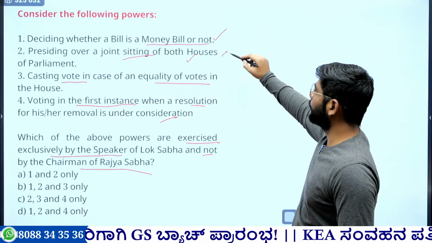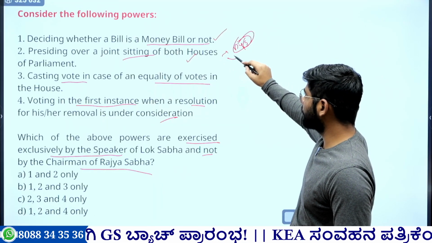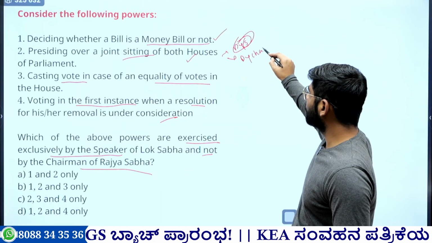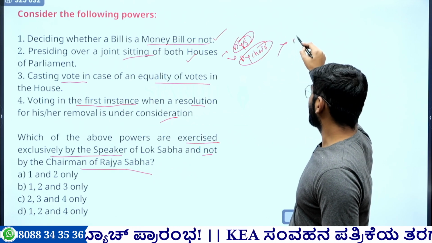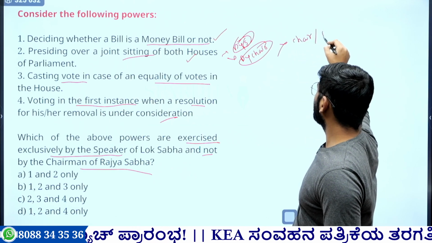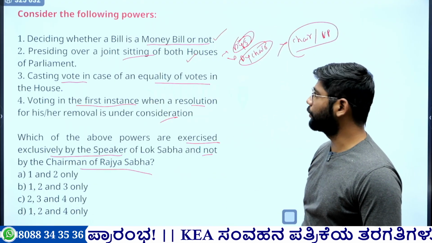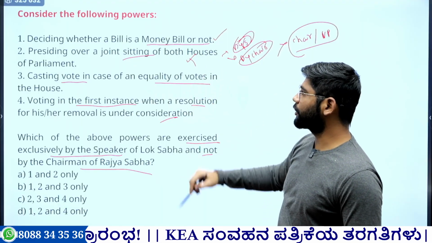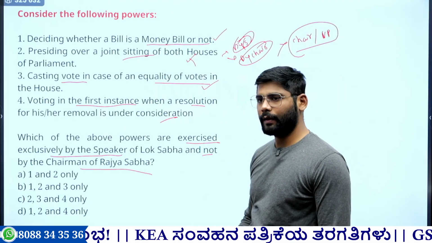If the Speaker is not present, then the Deputy Speaker of Lok Sabha will preside. If the Deputy Speaker of Lok Sabha is also not present, then the Deputy Chairman of Rajya Sabha will preside. But this right is not given to the Chairman of Rajya Sabha. The Chairman of Rajya Sabha, or the Vice President of India, will not have the right to preside over a joint sitting. So this is wrong.